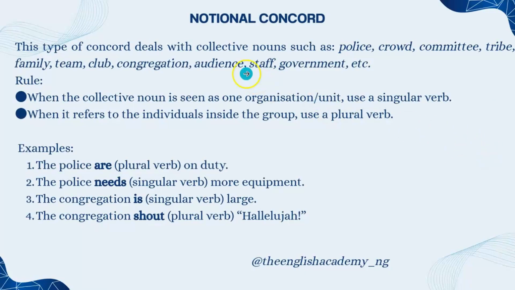The next concord is what is called notional concord. Notional concord. This type of concord deals with collective nouns, such as police, crowd, committee, tribe, family, team, club, congregation, audience, staff, government, etc. The rule says, when the collective noun is seen as one organization, as a unit, a single organization, we use a singular verb. But when it refers to the individuals inside the group, it then turns to a plural subject, so you then use a plural verb.